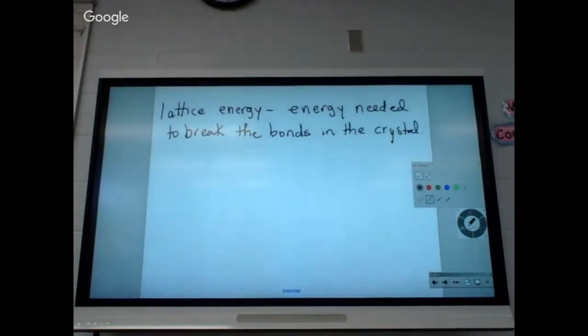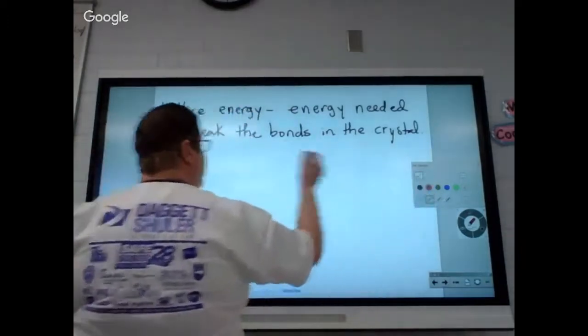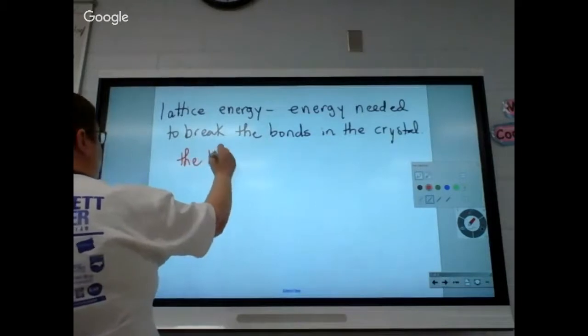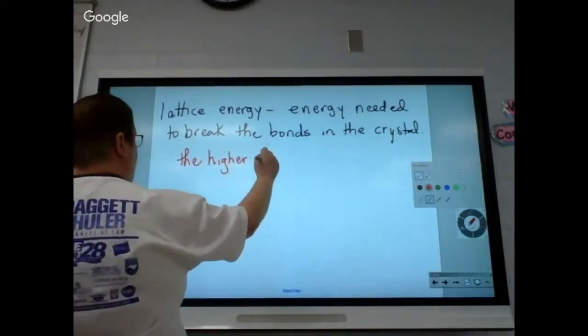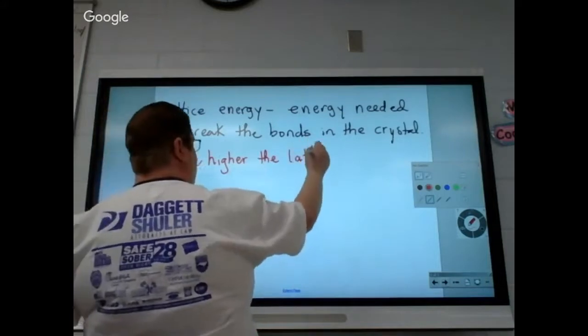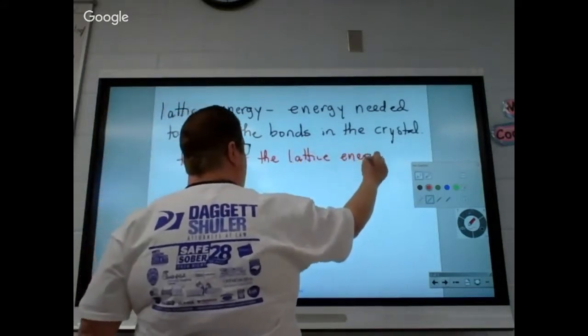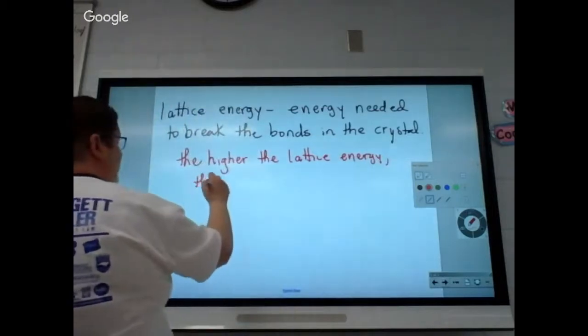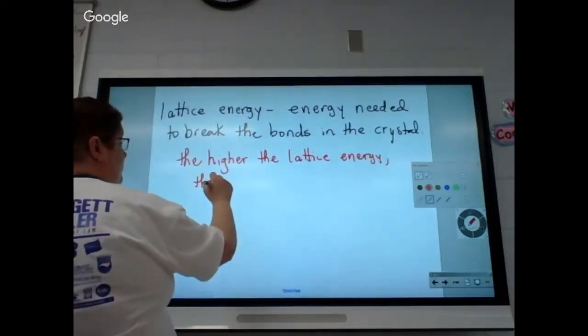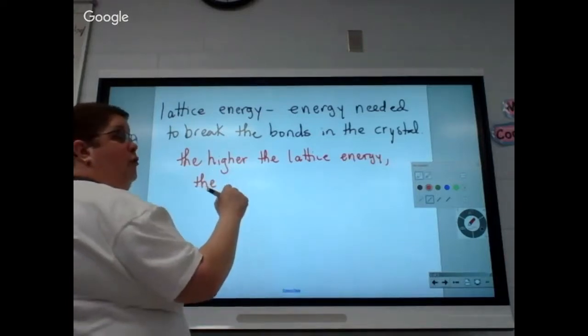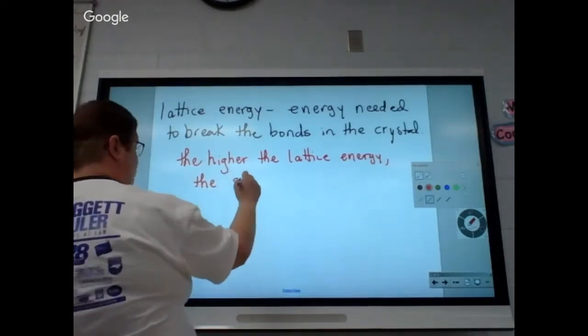If you think about when we talked about bond energy, what did I say about bond energy? The more energy, what did we say about the bond? The stronger the bond or the weaker the bond? The stronger the bond. So what would happen with lattice energy? The higher the lattice energy, the stronger or weaker the crystal? The stronger the crystal.